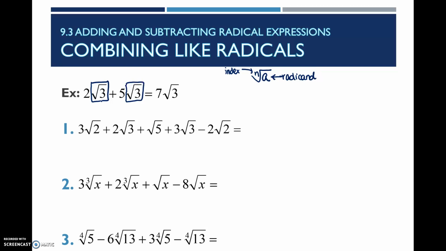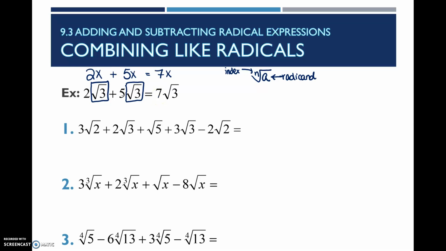Do you all agree that square root of 3 and square root of 3 are the same? So this is really kind of like saying 2x plus 5x is 7x. But instead of those x's being x, they are going to be square roots of 3. 2 times the square root of 3 plus 5 times the square root of 3. 2 plus 5 is 7. So 7 times the square root of 3.